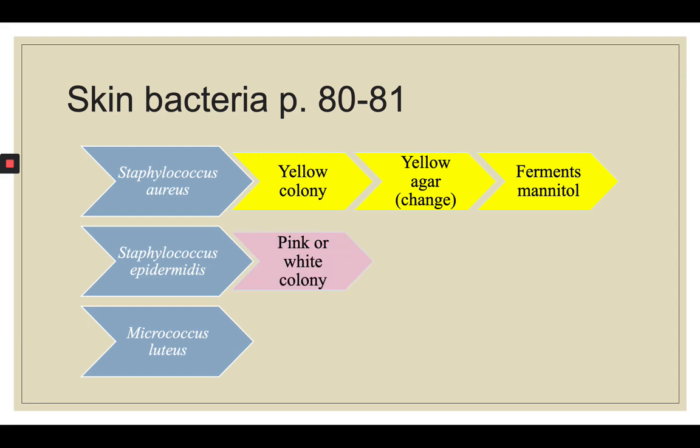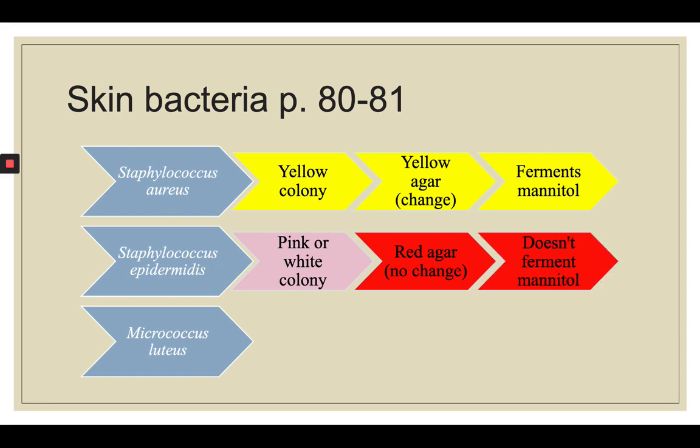Staphylococcus epidermidis, the colonies are pink or white. So they are very different from Staph aureus in that the color is different. We can tell the difference between the two. The agar around Staph epidermidis is red. There's no color change, and if there's no color change, that means it does not ferment mannitol. The pH stays the same.